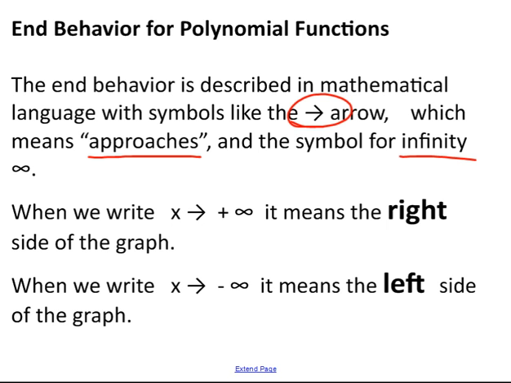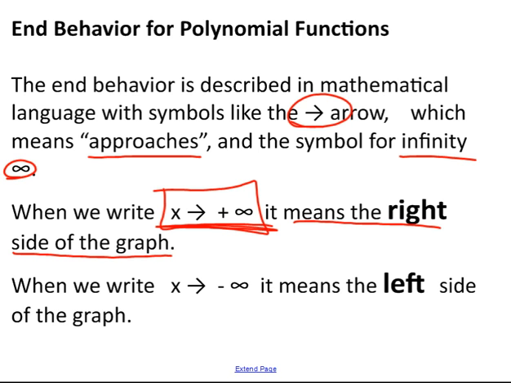The symbol for infinity looks like an 8 that's sideways. So I would read this whole thing right here: x approaches positive infinity. What that means is the right side of the graph. If we put x and then the arrow and then negative infinity, we would read x approaches negative infinity, and that's talking about the left side of the graph.